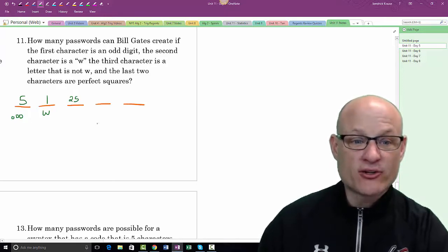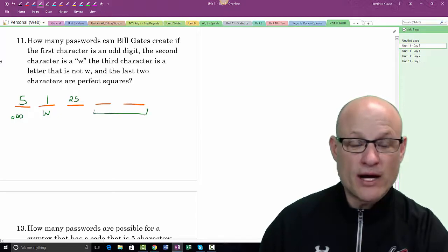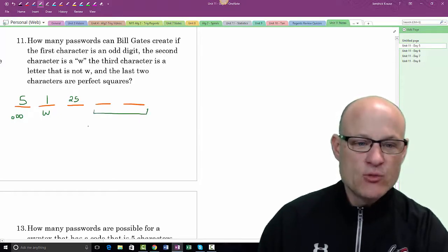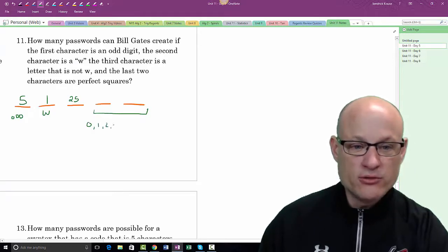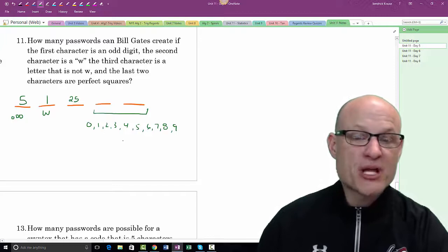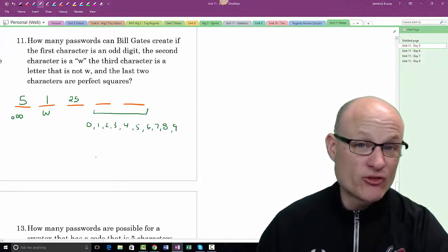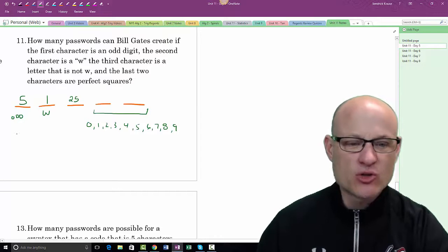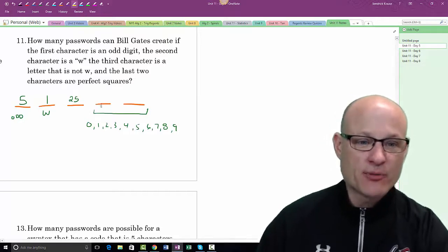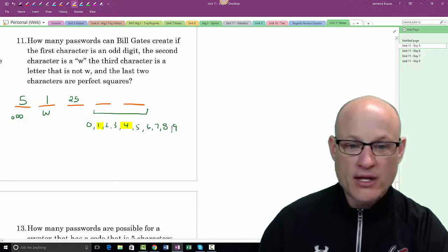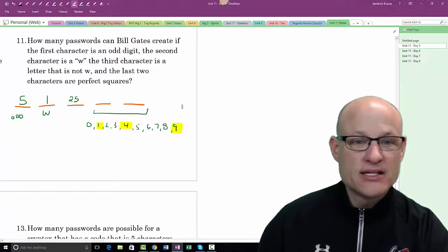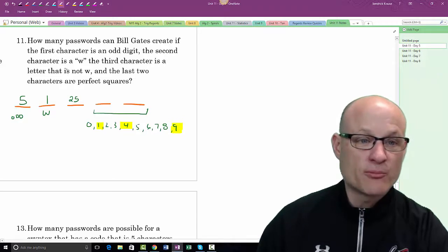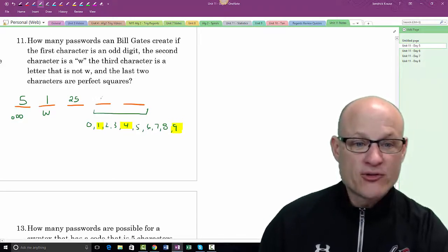And the last 2 characters are perfect squares. Wow, that looks kind of difficult. But remember, we're still talking about digits: 0, 1, 2, 3, 4, 5, 6, 7, 8, or 9. Those are the only numbers that can go in those spots as far as creating a password. Let me highlight the perfect squares: 1, 4, and 9. It didn't say that the perfect squares couldn't repeat, so I'm going to assume that they can. So that means there are 3 choices for here and 3 choices for here.